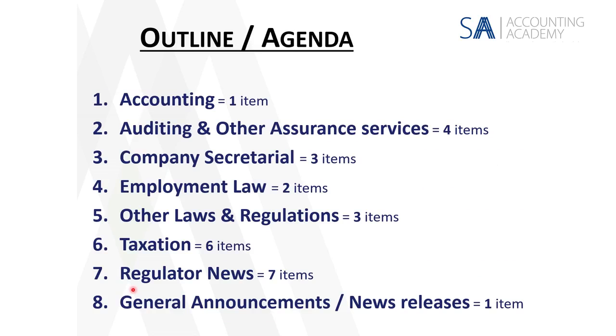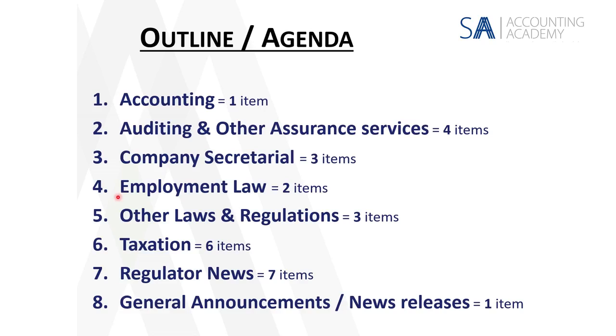Okay. So let's get started. You'll see on the accounting side this month, only one item. We've only got our normal update. Under auditing and other assurance services, we have 4 items from IRBA. Company secretarial, 3 items. Employment law, 2 items there. Other laws and regulations, we have 3 items this month. Taxation, 6 items. And then regulator news, 7 items. General announcements or just news release. I've got a news release there for you. Very interesting topic, 1 item.